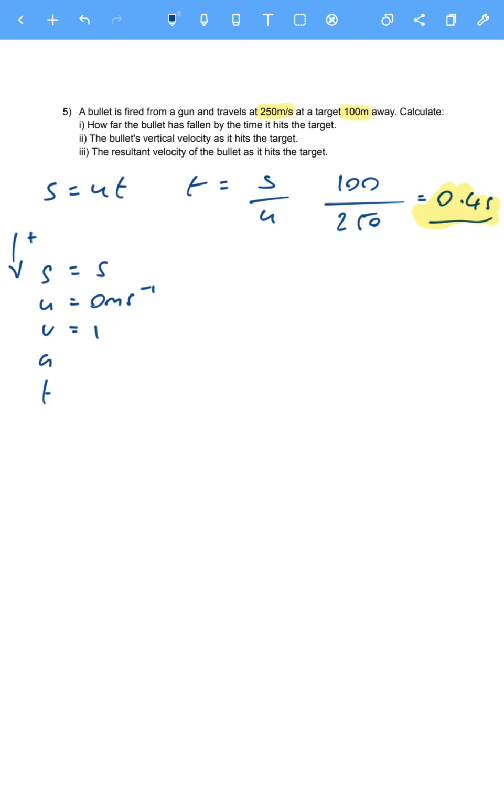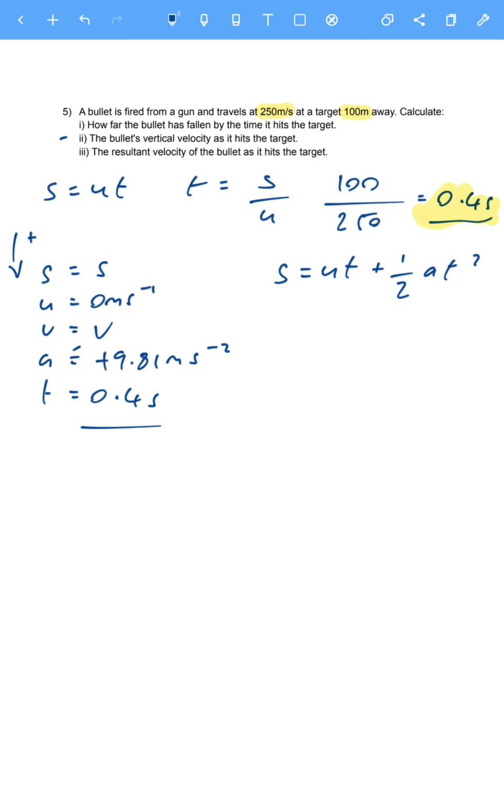The final speed V, we can find that as well afterwards for part 2. The acceleration is simply plus 9.81 because we're taking down as positive, meters per second squared. And the time that it's falling for is the 0.4 seconds that it's moving horizontally for. So what we can do first of all is to find how far it's fallen, is to use S equals ut plus a half at squared. So the initial speed vertically is 0, so that cancels. So we're simply left with displacement is a half at squared.